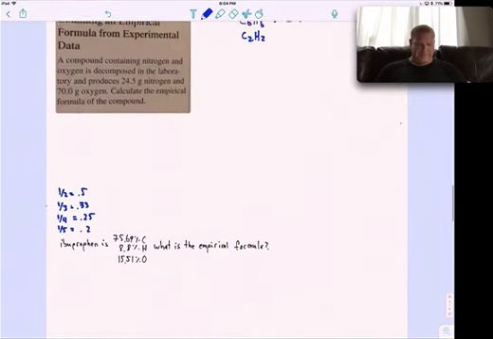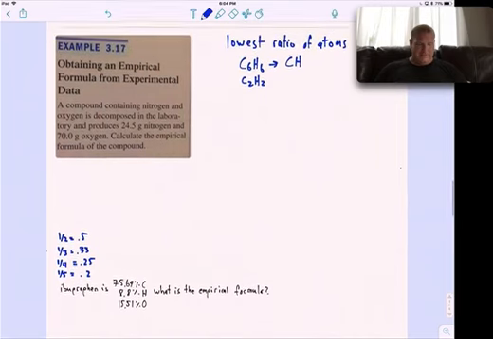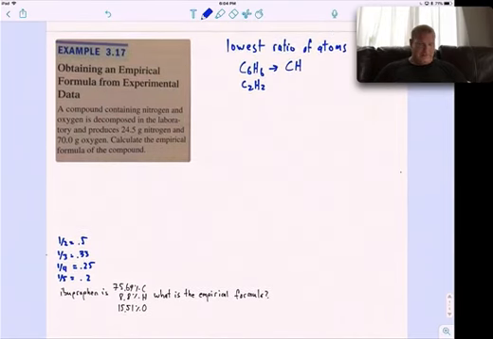Now, obtaining empirical formula from experimental data. Empirical formula is the lowest ratio of atoms. So now watch out for something.